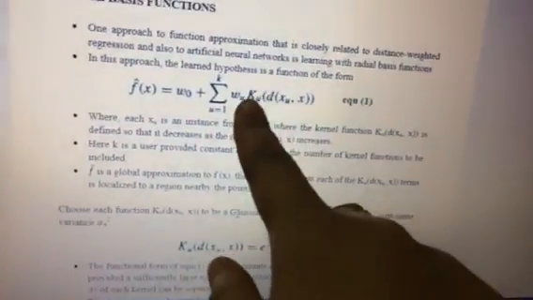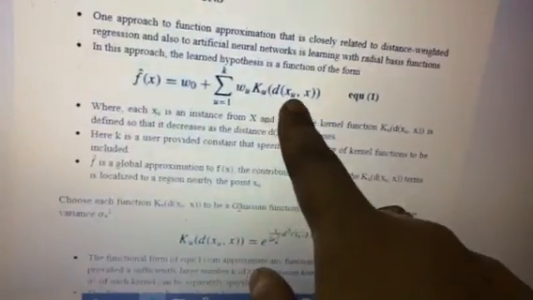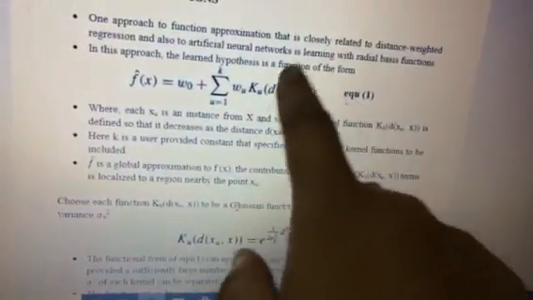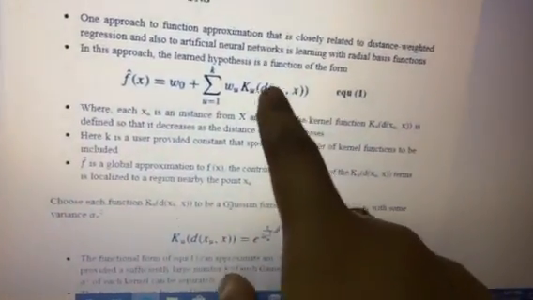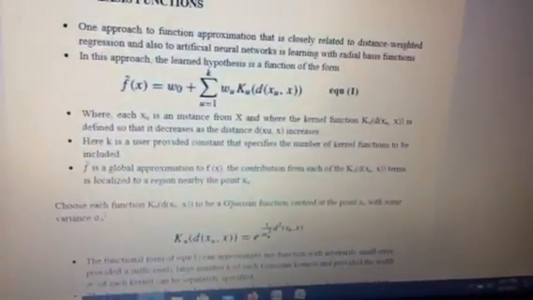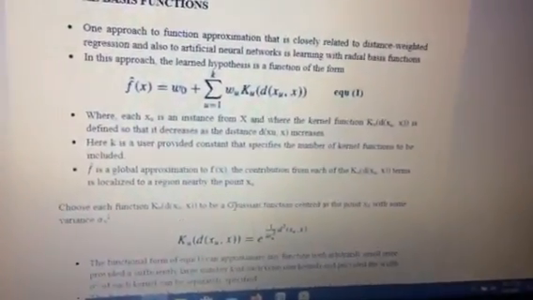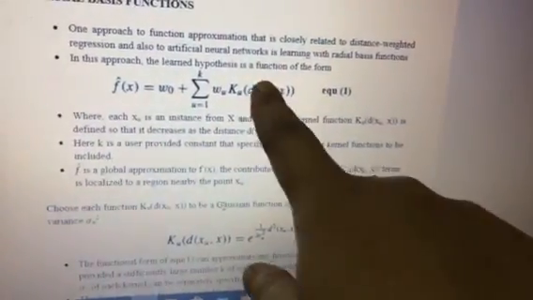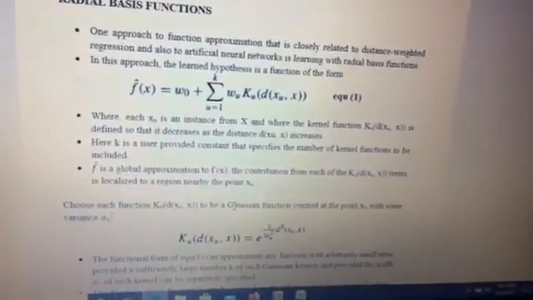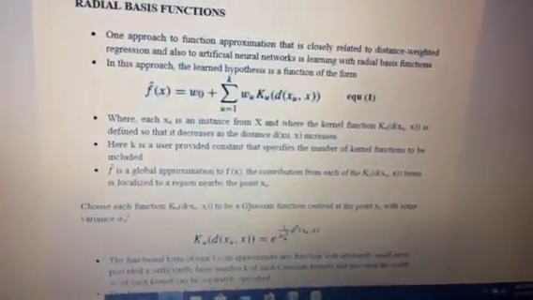Now choose a function, ku of d of xu comma x. Here d of xu comma x indicates the Euclidean distance, where xu is the query point and x is the total input data points. The Euclidean distance from the query point to each of the data points is calculated, and then the kernel function is applied. The kernel function helps in smoothing of the weight.